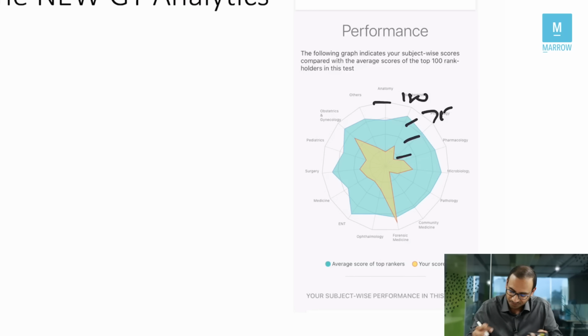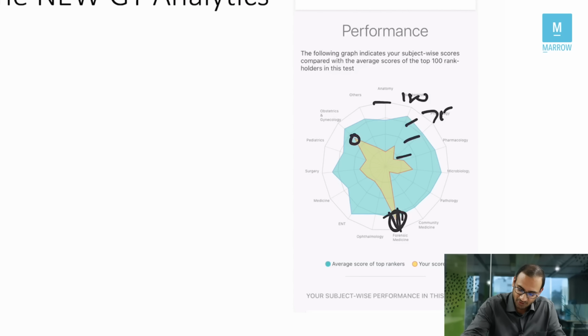Okay, so obviously this example that I've taken here, this person is extremely good in forensic medicine, much better than the toppers, but unfortunately is very weak in all the other subjects. The same thing goes for obs and gynecology. Their obs and gyn is very good. You understood this? You have understood the web of this spider analytics.